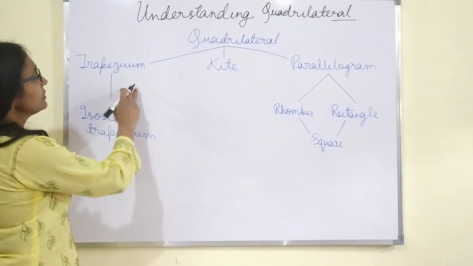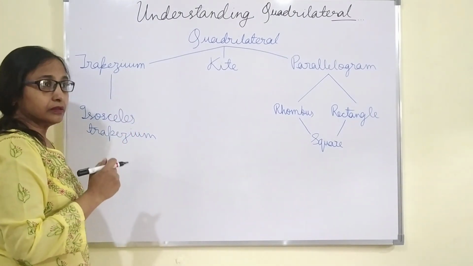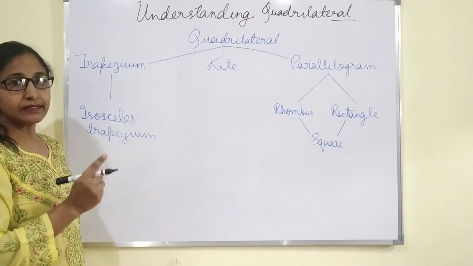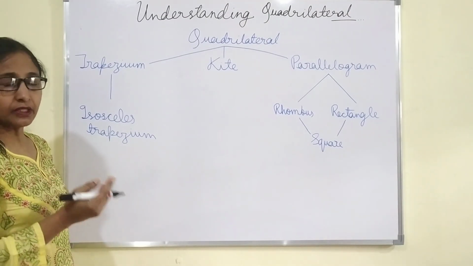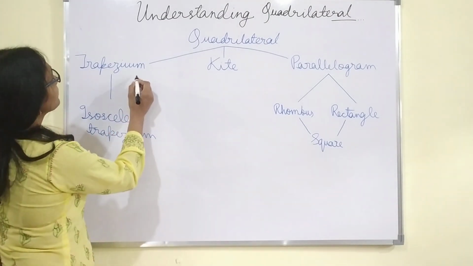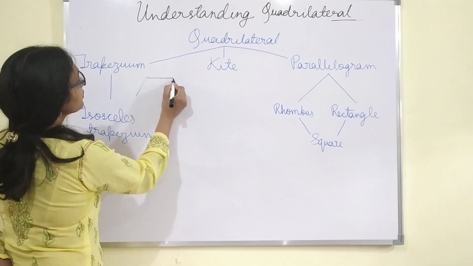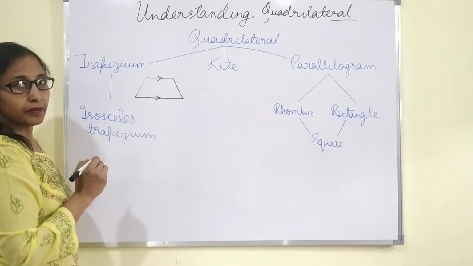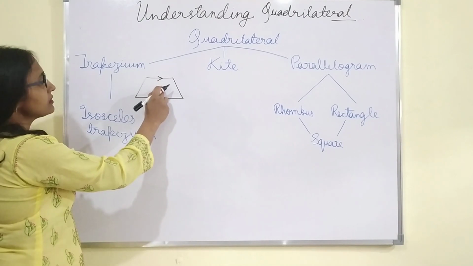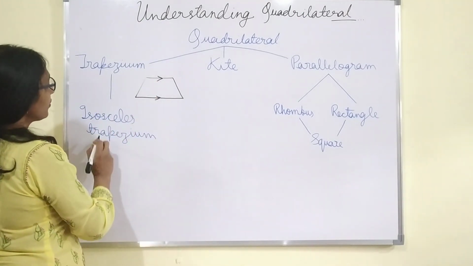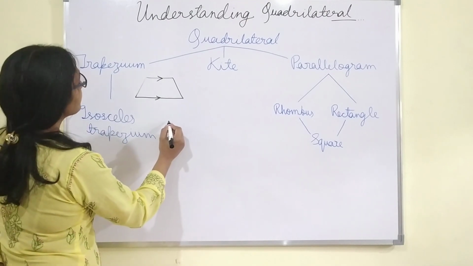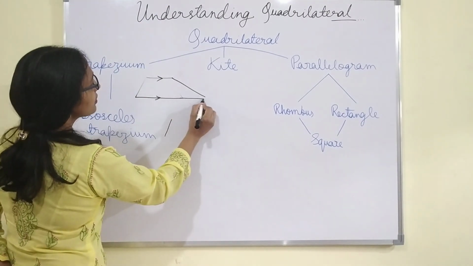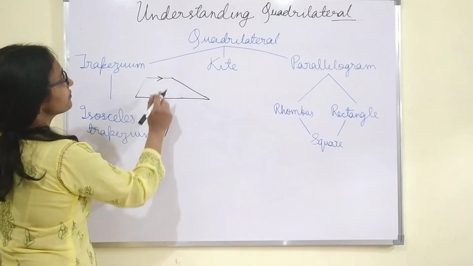So a trapezium is one in which one pair of sides is parallel and the other two sides are equal or not equal. The diagram of a trapezium will be like this, and these two sides are parallel. Okay, so this is a trapezium. So what is an isosceles trapezium? We can draw it like this. This is also a trapezium because one pair of sides is parallel.